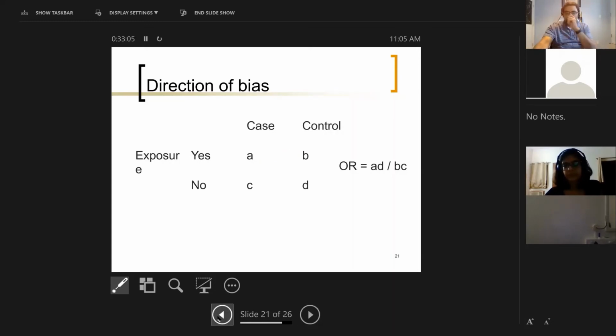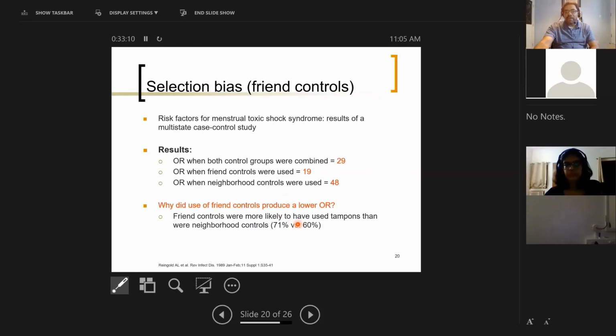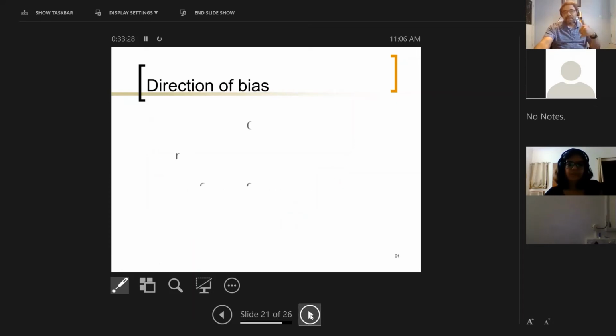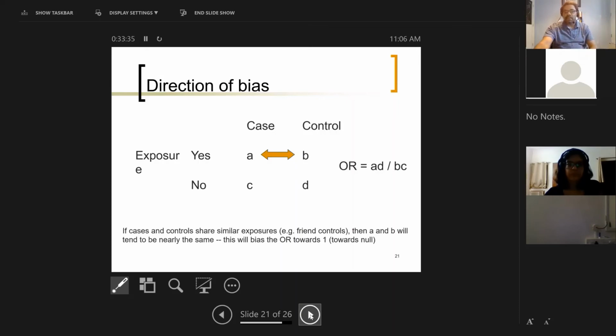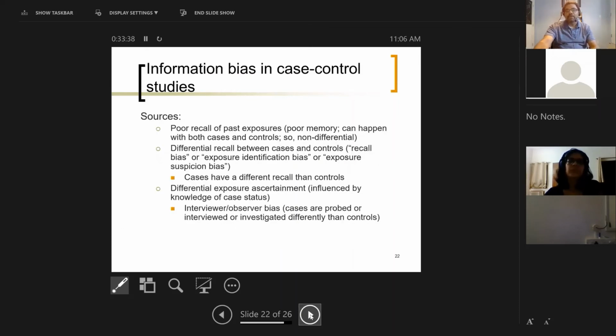And that's what they found. They found that in this particular study, friend controls were much more likely to have used tampons than neighborhood controls, right? It's still significant. It's still an association that held up. But in this case, if the true association were not this massive, you could have easily missed it if you had only used a friend control design, okay? So that's why this friend control can be sometimes dicey, because friends, cases, and controls share similar exposures, and that will bias the odds ratio.